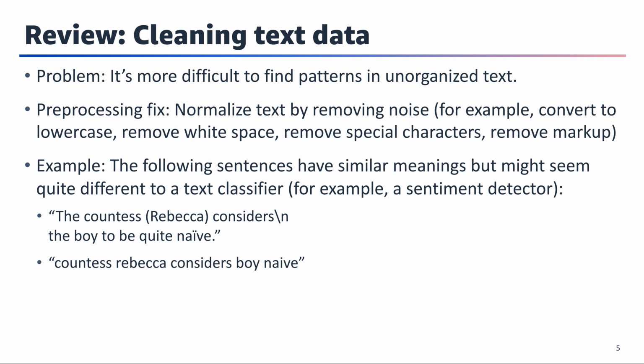Let's start with text preprocessing. Text preprocessing involves cleaning the raw text data before feature engineering. Let's review how to clean text data. Remember that it is difficult to find patterns in unorganized text, and preprocessed tasks are needed to normalize the text by removing noise. Several ML libraries offer tools for this cleaning task. The slide presents a nice example of cleaning text.